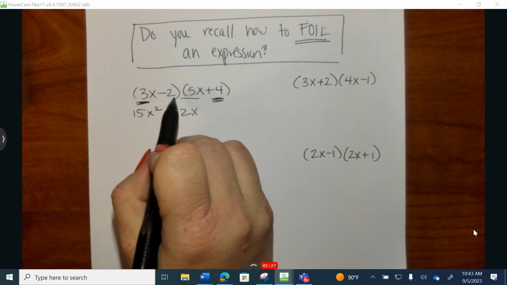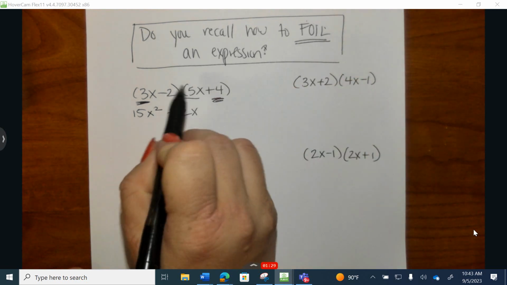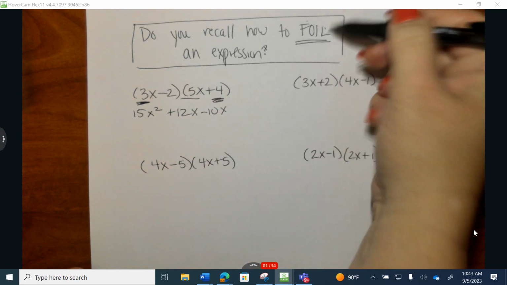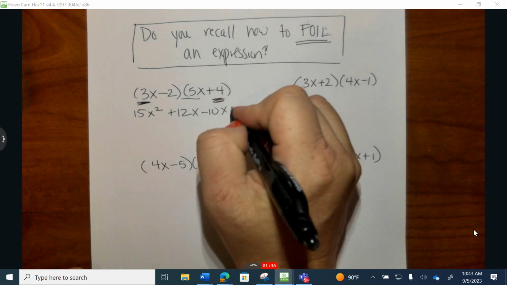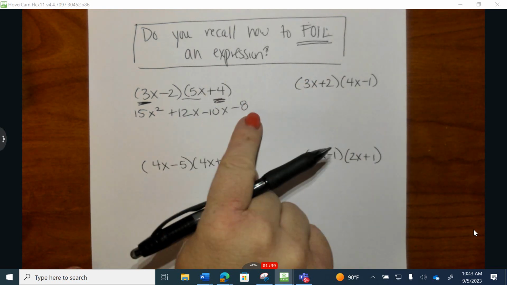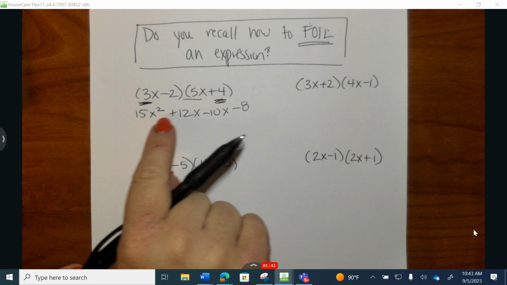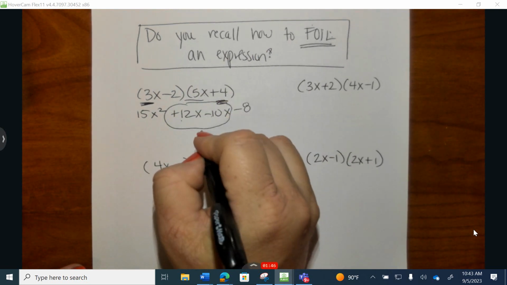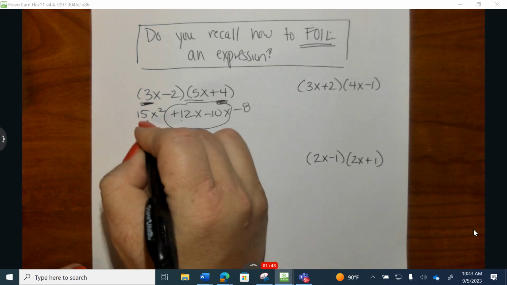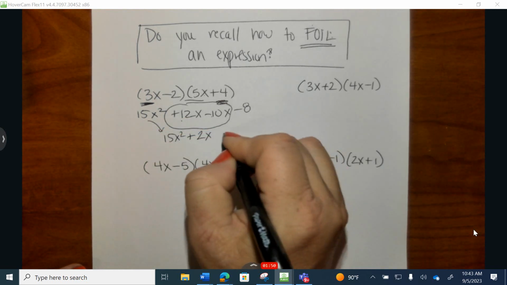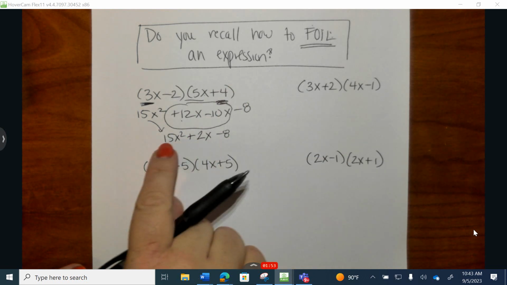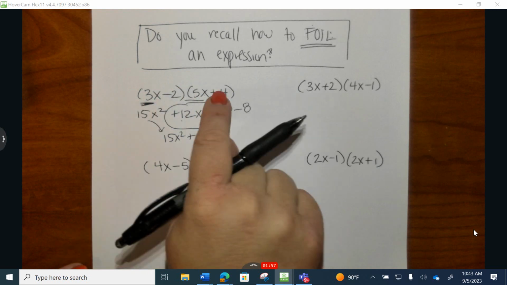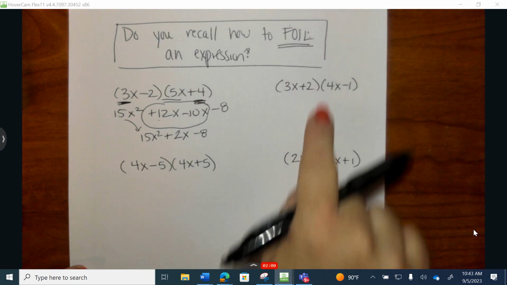I stands for the inside. Negative 2 times 5 is negative 10, and there's 1 x. And L for last. Negative 2 times positive 4 is negative 8. So there's 4 terms when I FOIL, and now I go back and I combine like terms. These are different signs, so I subtract, and I keep the sign of the larger number. This is expanded form, and when we factor, I provided you this expression in factored form, it's condensed. Okay, let's expand this.